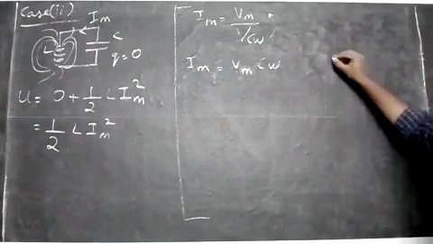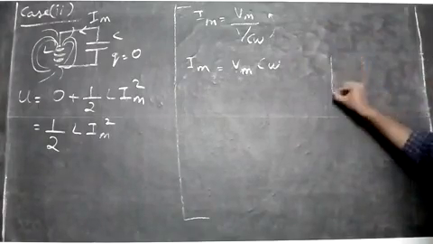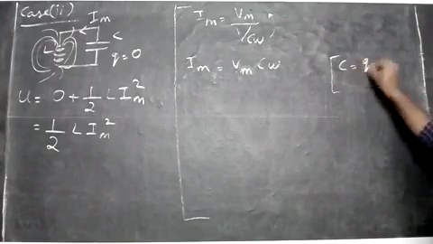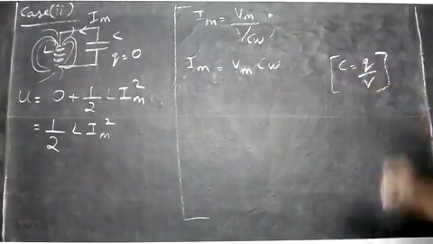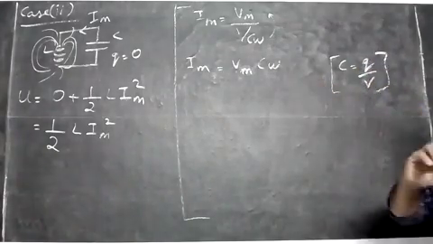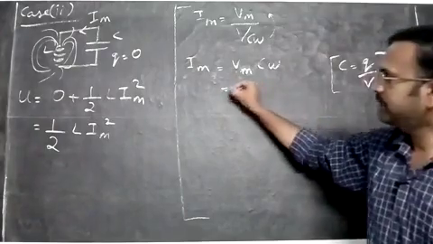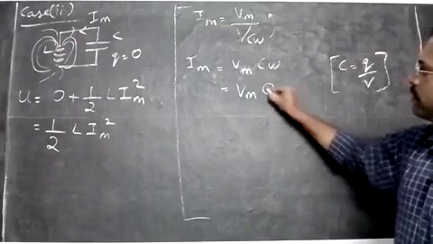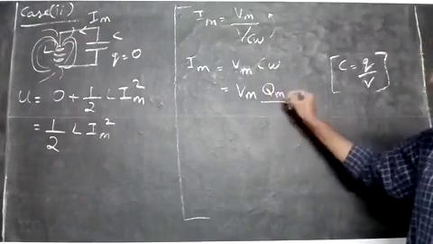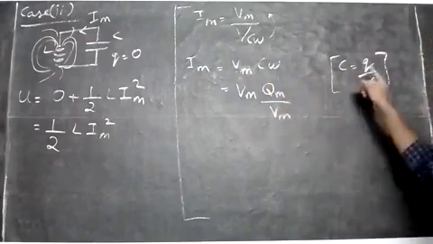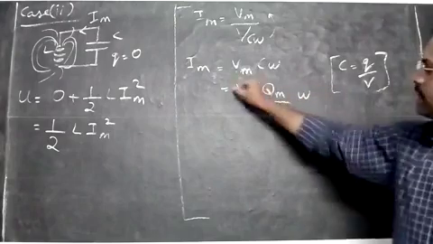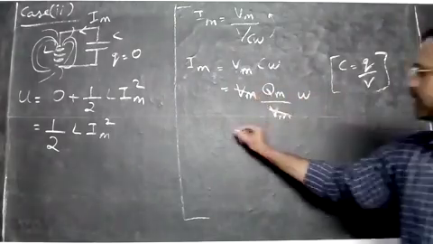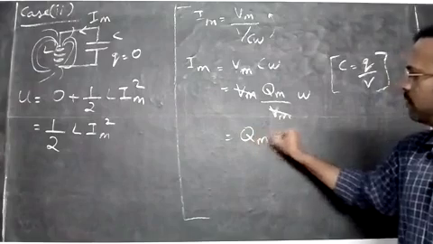And we know that in this case also, again I'll draw a bracket here. C is equal to Q by V. Capacitance is equal to charge by the voltage. In this case we get the maximum charge here. So we get Vm into Qm, the maximum charge, by the maximum voltage, Qm by Vm into omega. So Vm and Vm will cancel. So what you get here is Qm into omega.